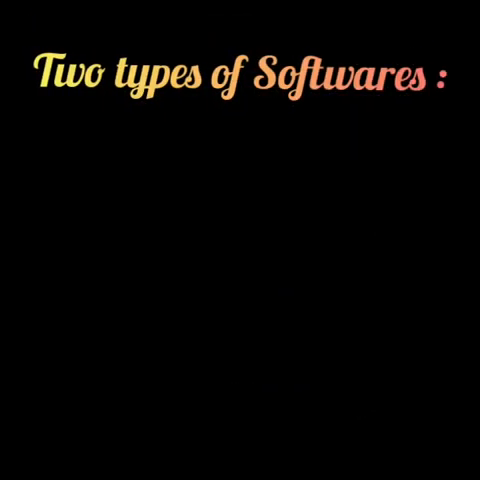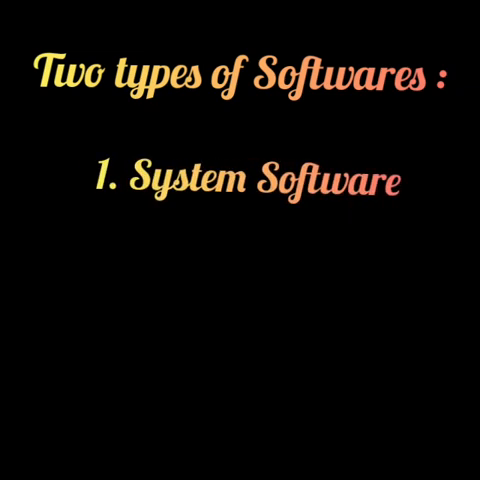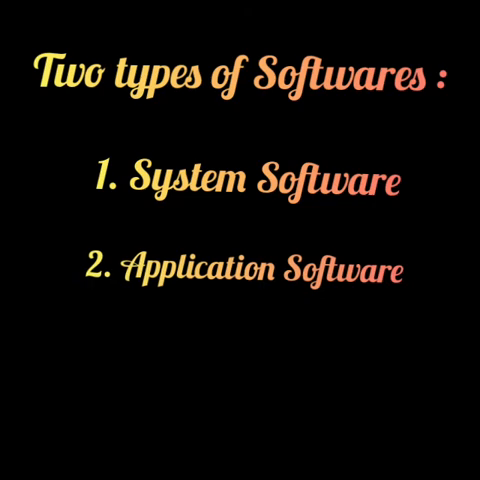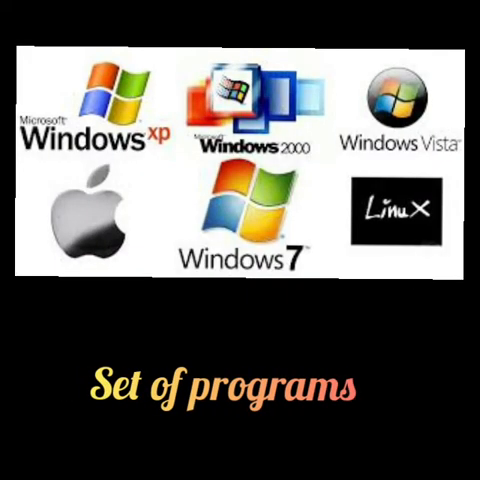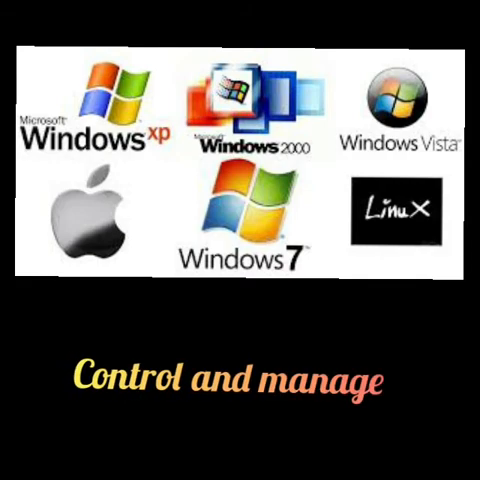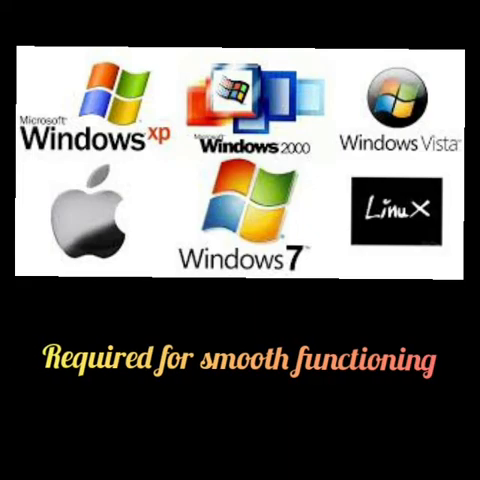There are two types of software. First, system software. Second, application software. First, system software. The system software is the set of programs to control and manage the operations of a computer hardware. A system software is a basic requirement of a computer system. It is built-in software required for smooth functioning of a computer.